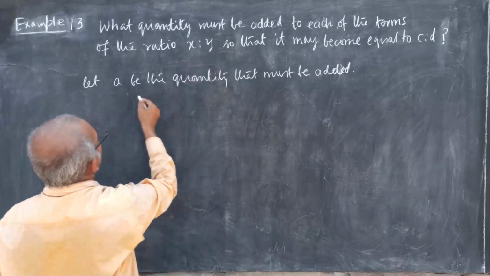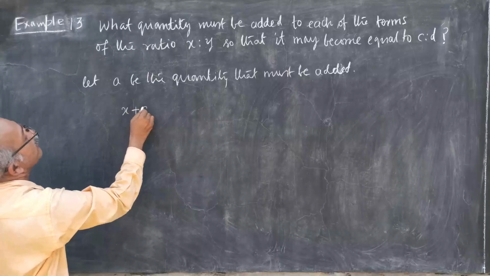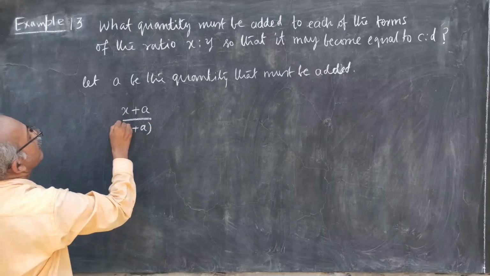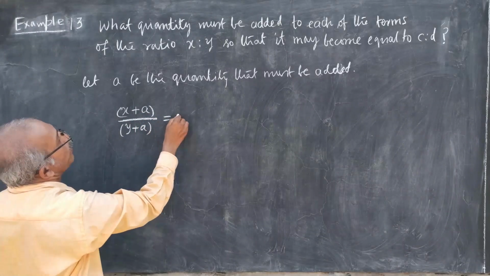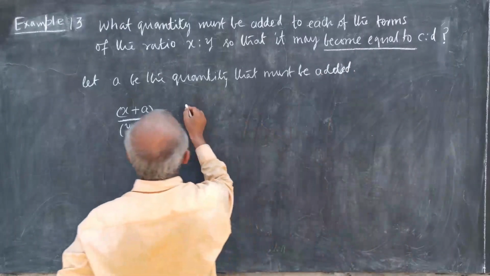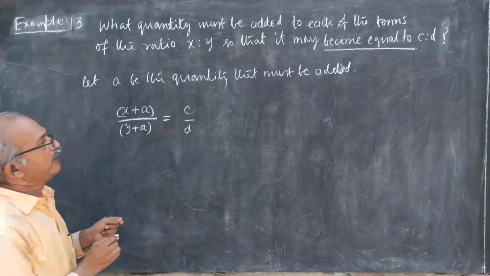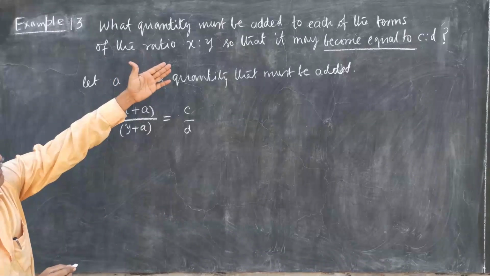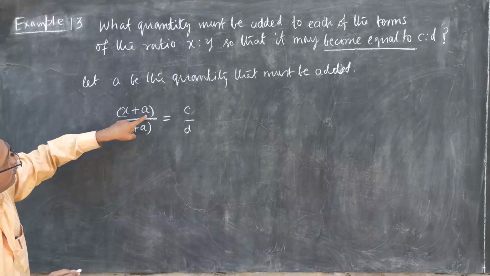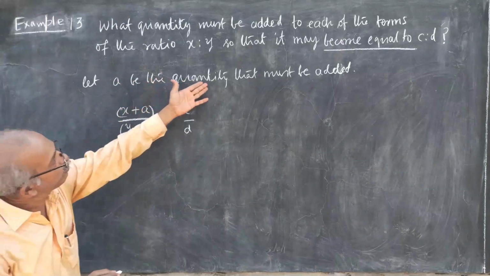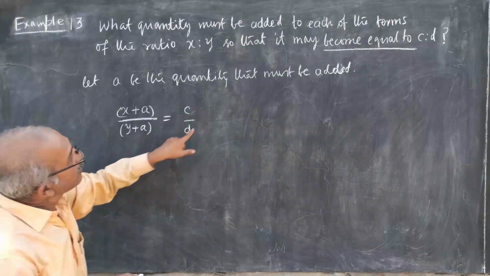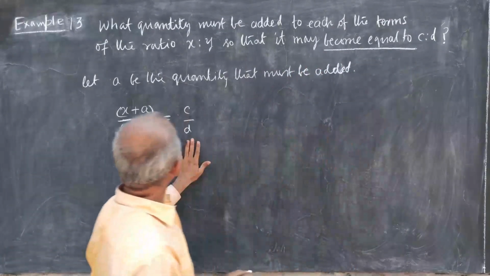To the terms of x and y, we shall add x plus a divided by y plus a, and it may become equal to c is to d. That means this ratio is given, c is to d. So what quantity must be added to each term of the ratio? X is one term, y is another term. To each term we have to add. Let that quantity be a. So (x plus a) by (y plus a) will become equal to c is to d.